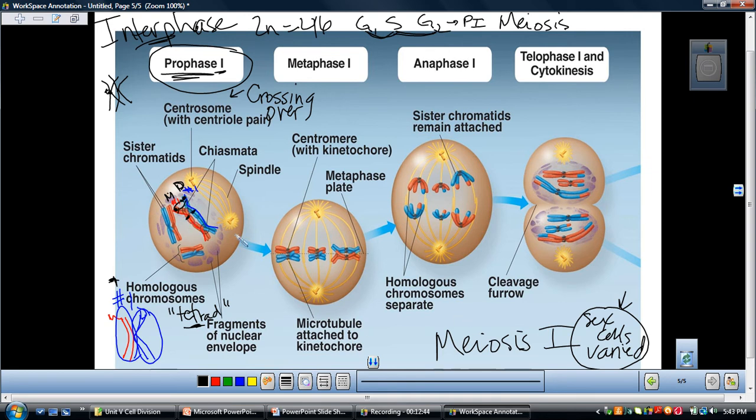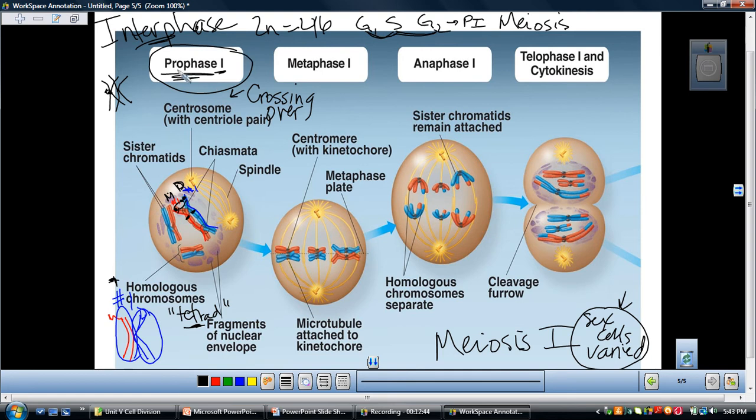Why would they do that? That increases genetic variation. It makes sure that at the very end of the process, when I end up with sex cells that I'm going to eventually have a baby with, they're basically going to be part of my mom and part of my dad, which means they're part of me. They're going to end up with some of that information.